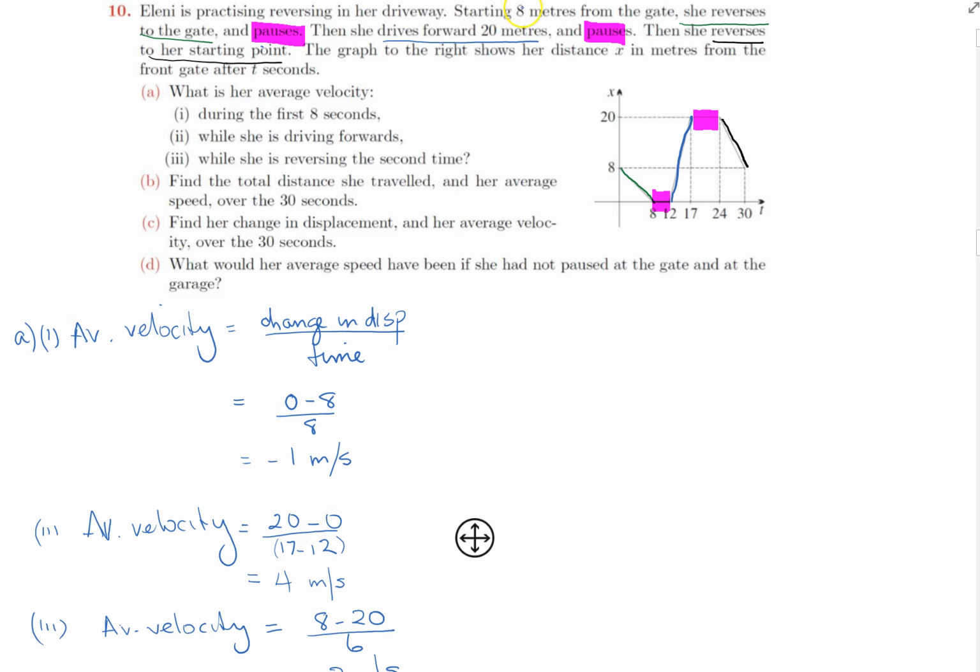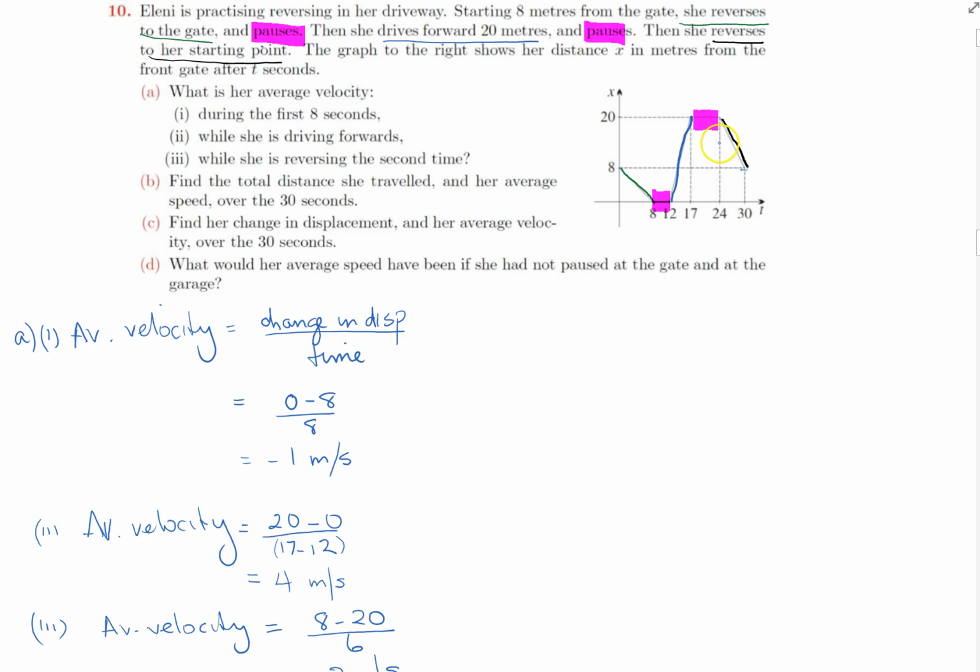So as Eleni has, she starts from 8 metres, and we can see that at time 0, she's already at 8, and she reverses to the gate. So they've obviously put the gate as their reference point, or 0, if you like, and she then pauses. So I've highlighted that pink. She then drives forward for 20 metres from the gate, 20 metres away, and she pauses again. She then reverses to her starting point, which was 8 metres from the gate.